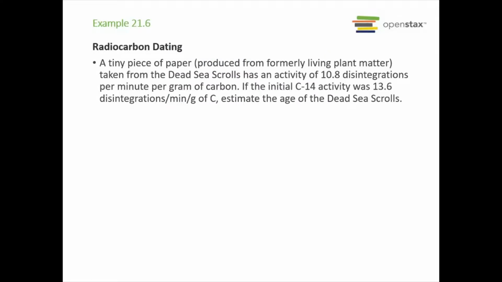So we'll look at an example. A tiny piece of paper produced from formerly living plant matter taken from the Dead Sea Scrolls has an activity of 10.8 disintegrations per minute per gram of carbon. If the initial carbon-14 activity was 13.6 disintegrations per minute per gram of carbon, estimate the age of the Dead Sea Scrolls. So the rate of decay is going to be proportional to the amount of radioactive C14 left on the paper.